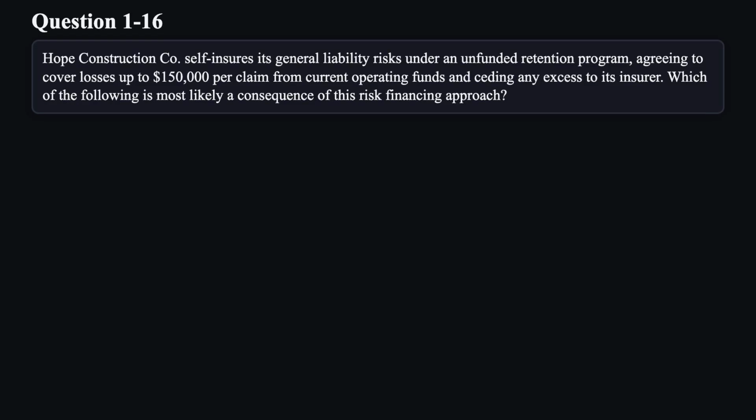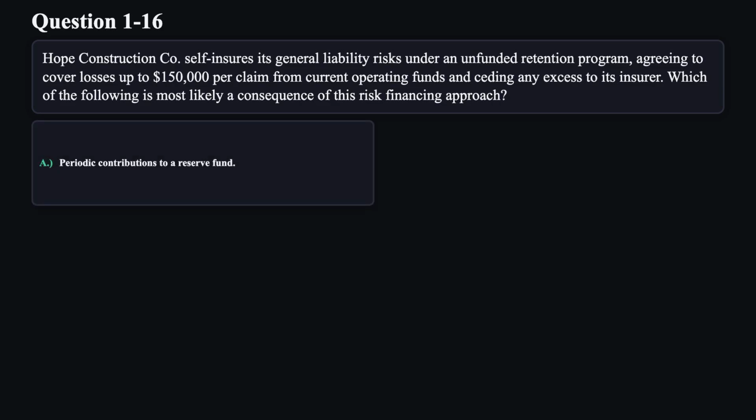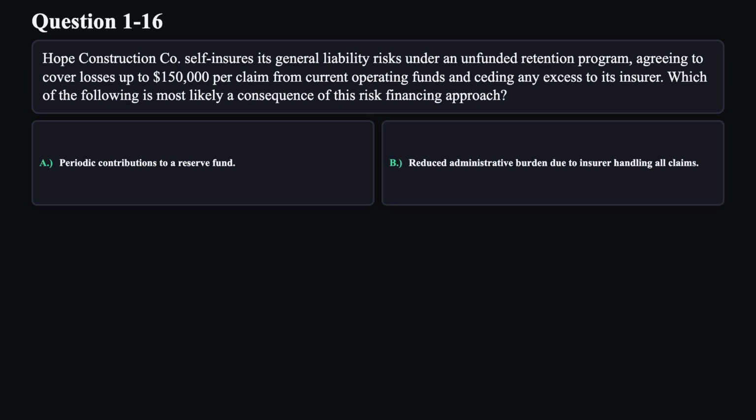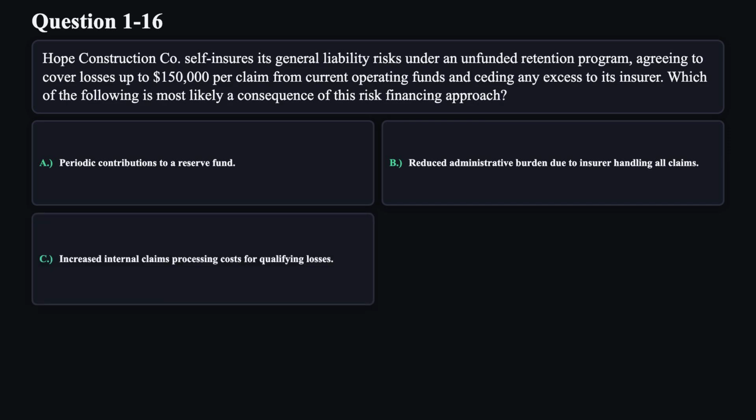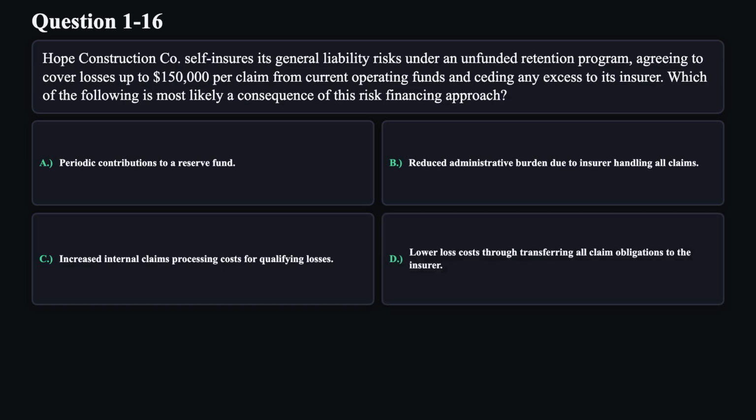Question 16. Hope Construction Co. self-insures its general liability risks under an unfunded retention program, agreeing to cover losses up to $150,000 per claim from current operating funds and ceding any excess to its insurer. Which of the following is most likely a consequence of this risk financing approach? A. Periodic contributions to a reserve fund. B. Reduced administrative burden due to insurer handling all claims. C. Increased internal claims processing costs for qualifying losses. D. Lower loss costs through transferring all claim obligations to the insurer.